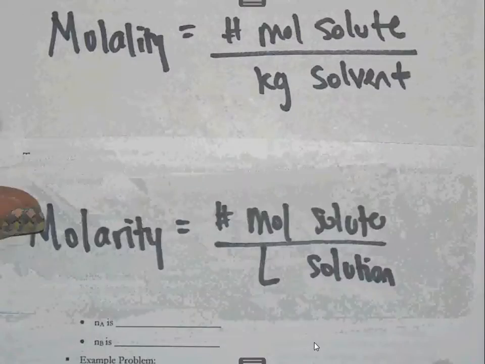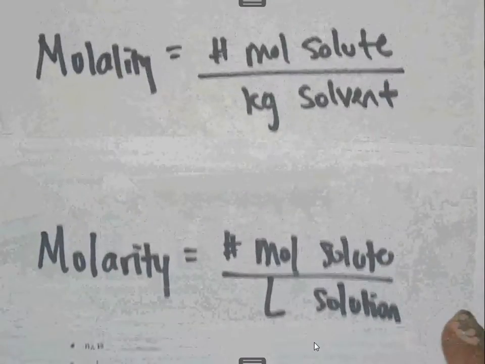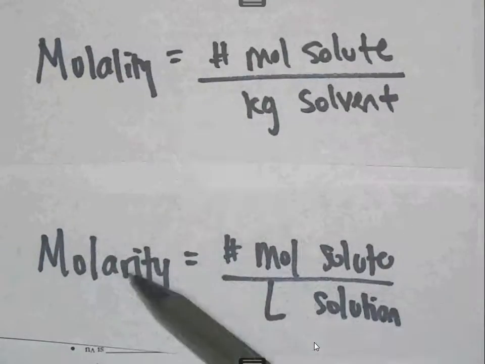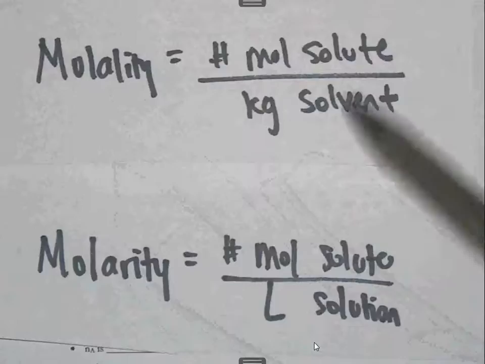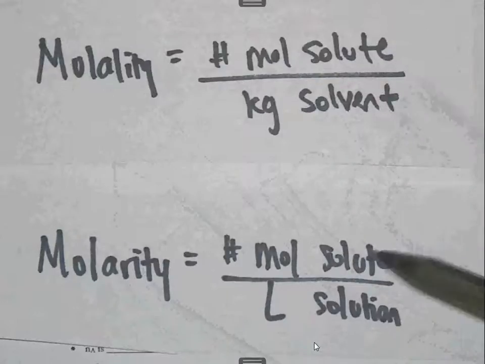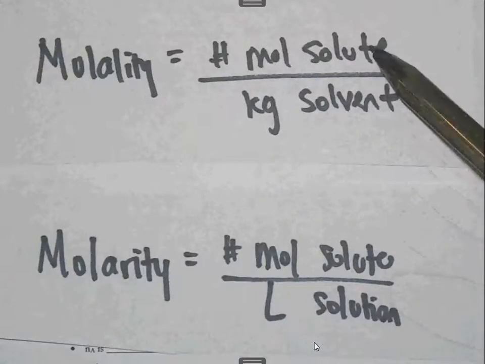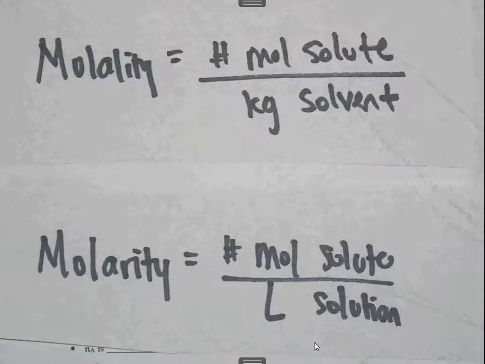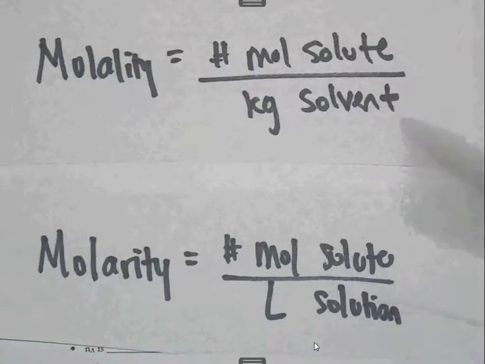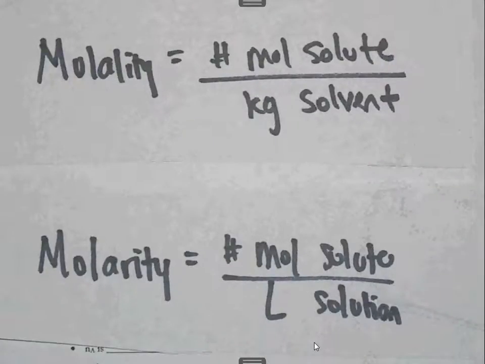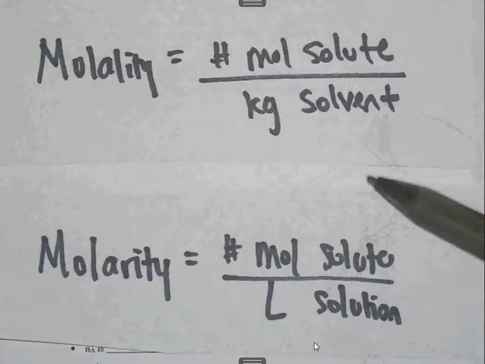I'll put the two here together to start with. You can see the words are just one letter apart, an L versus an R. And the tops of both of the fractions are exactly the same. It's the number of moles of solute on top of both. What's very different is what they're divided by. And if you're not careful, you're going to end up using the wrong one.